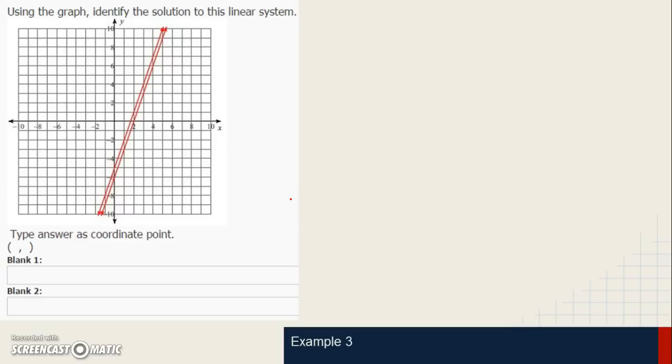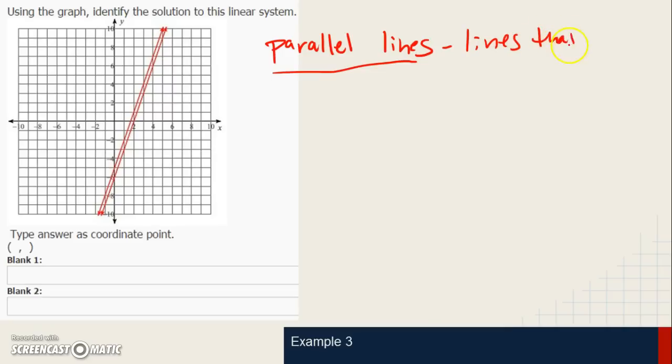This last example is an example of parallel lines. So what do you know about parallel lines? Just think about that for a moment. Well, parallel lines never intersect. If the lines never intersect, where do they intersect?